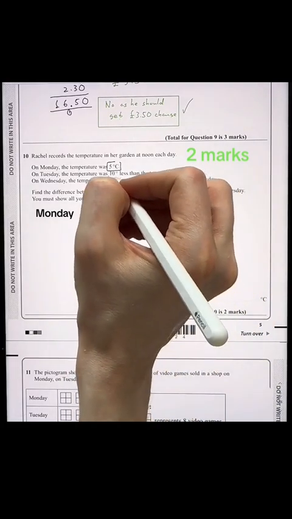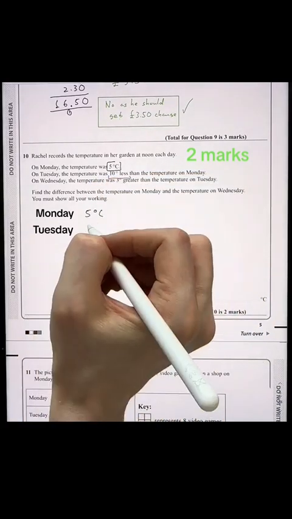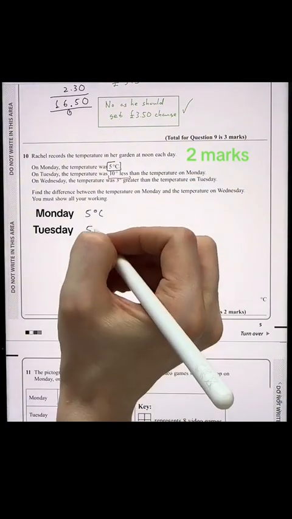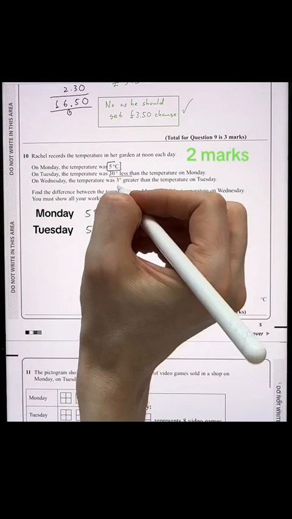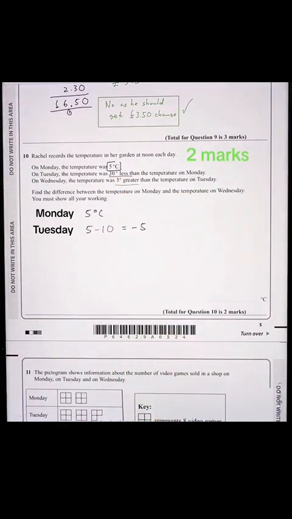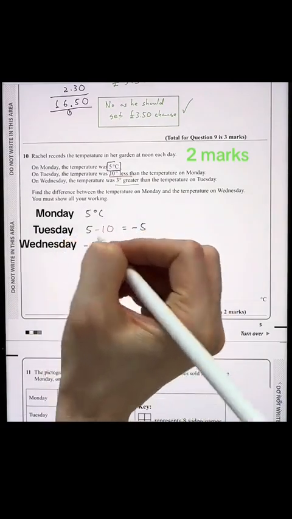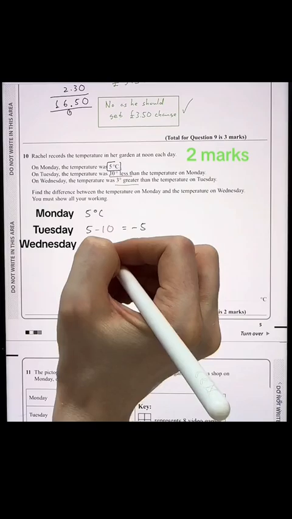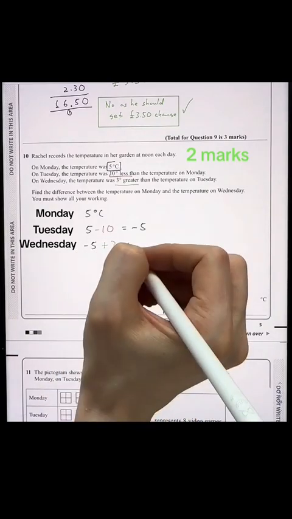On Tuesday, the temperature was 10 degrees less than on Monday. If it was 10 degrees less than Monday, if Monday was 5, therefore 5 subtract 10 will bring us down to negative 5. On Wednesday, the temperature was 3 degrees greater than the temperature on Tuesday. 3 degrees greater, well on Tuesday the temperature was negative 5, and 3 degrees greater means we're going to add on 3, and negative 5 add 3 will give us negative 2.